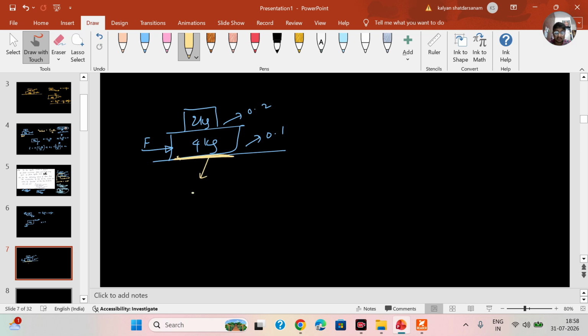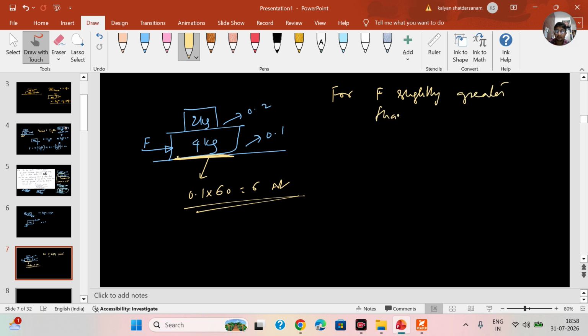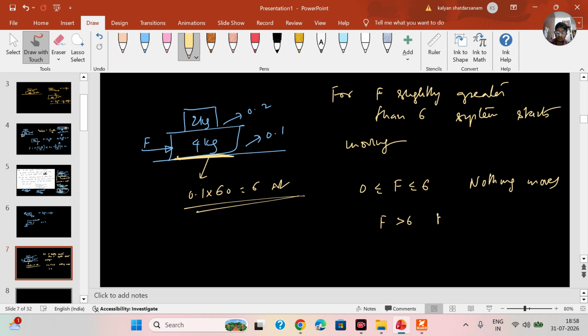And what is the bond breaking force here? Mu is 0.1 into N is 60. So 6 Newton. So you need 6 Newton or slightly more than 6 Newton for the system to move. So for F slightly greater than 6, the system, meaning both the blocks, starts moving. So I am sure of one thing: 0 less than or equal to F less than or equal to 6, nothing moves. F greater than 6, movement starts. This much I know. Movement starts.